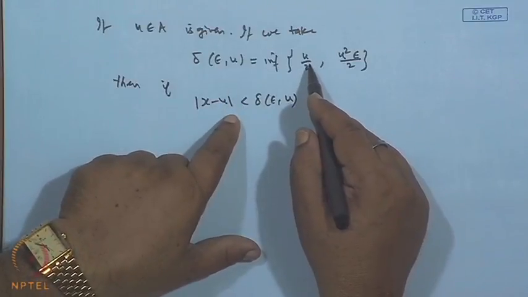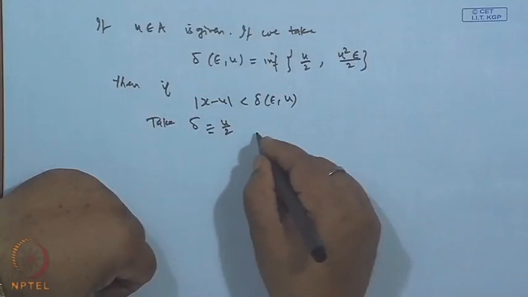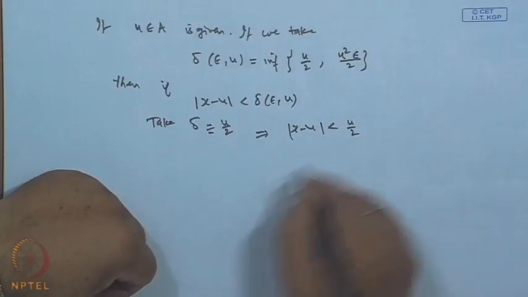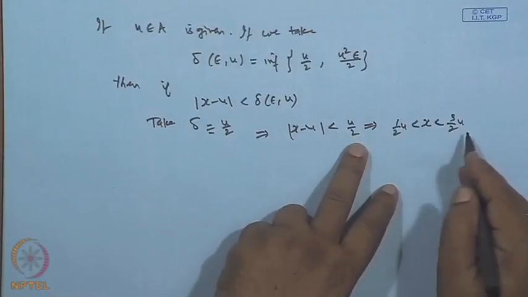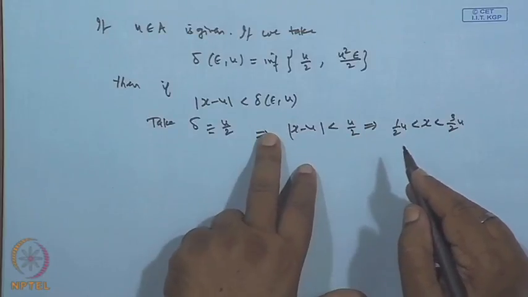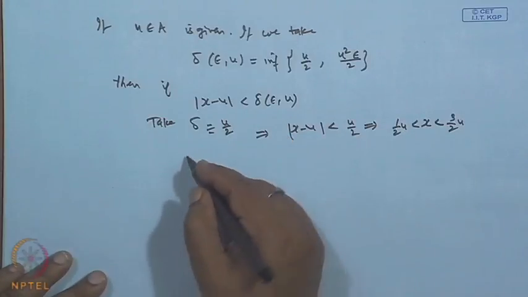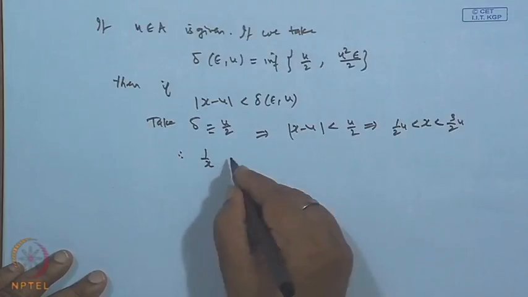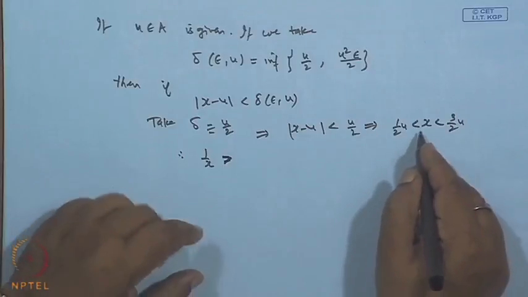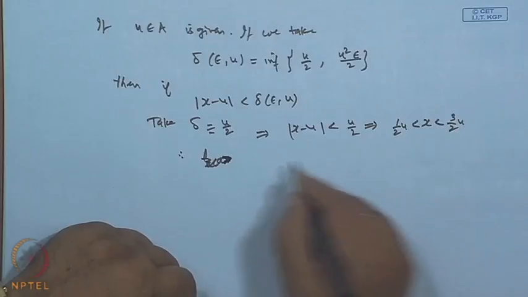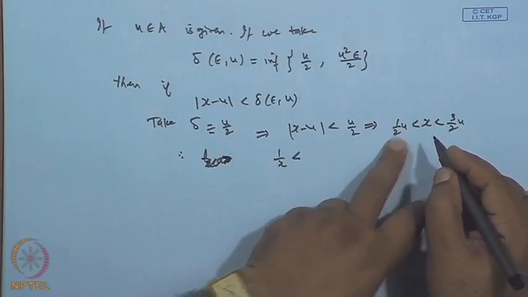Suppose first it is less than u/2, so take delta as u/2. What happens is this shows that mod of x minus u is less than u/2, which implies that x lies between 3/2 u and half u, because x minus u is less than u/2. Therefore, x is greater than u/2, so 1/x will remain less than 2/u.